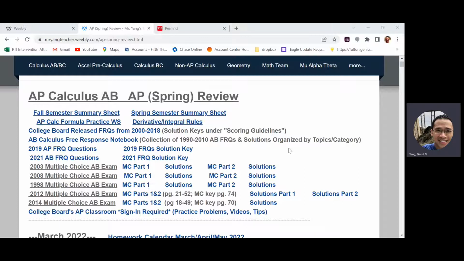So none of this is required. It's not for homework. The only thing that I'll be checking is what you have already, the 2016 to 2021 FRQs that we've been working through this whole week. Okay.